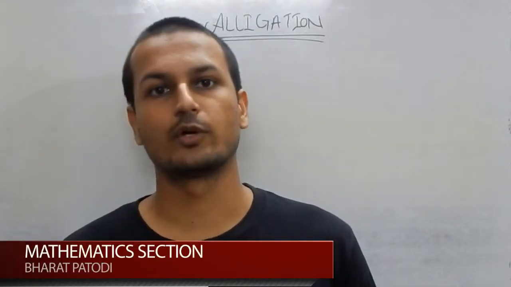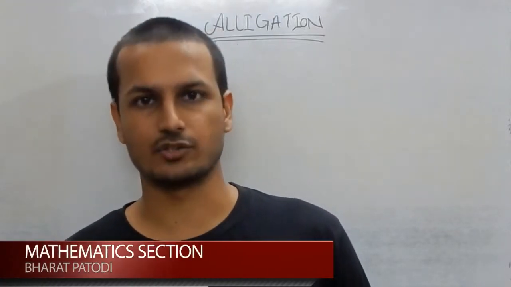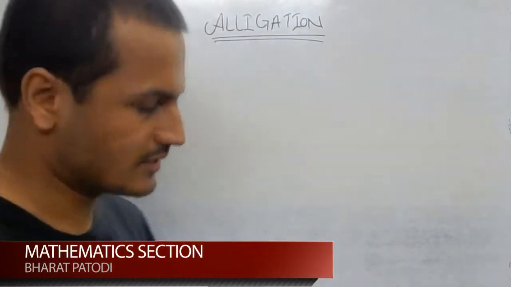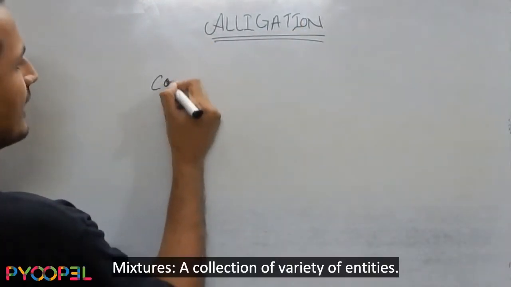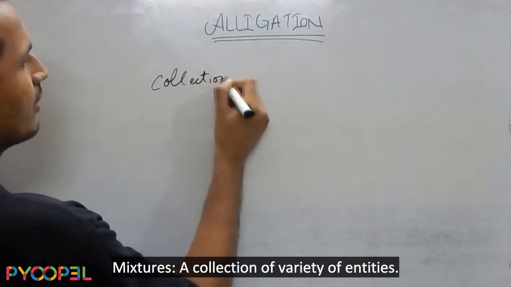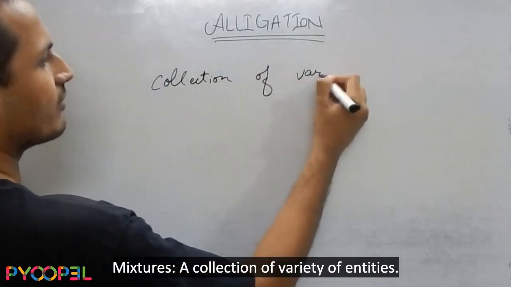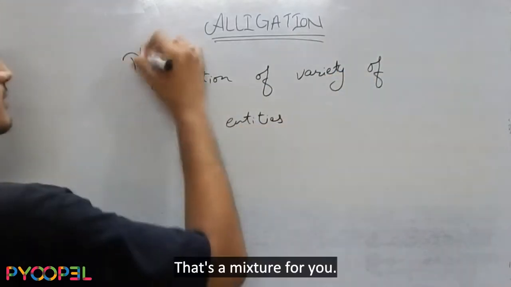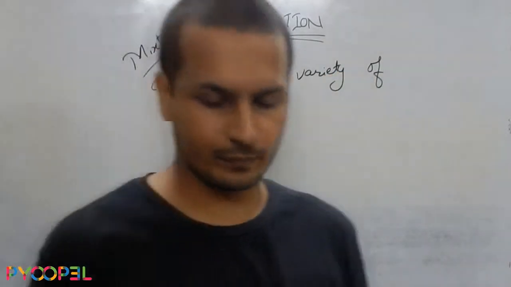In this lecture, we're going to talk about mixtures and alligation. Mixtures are a collection of a variety of entities. That's a mixture for you.